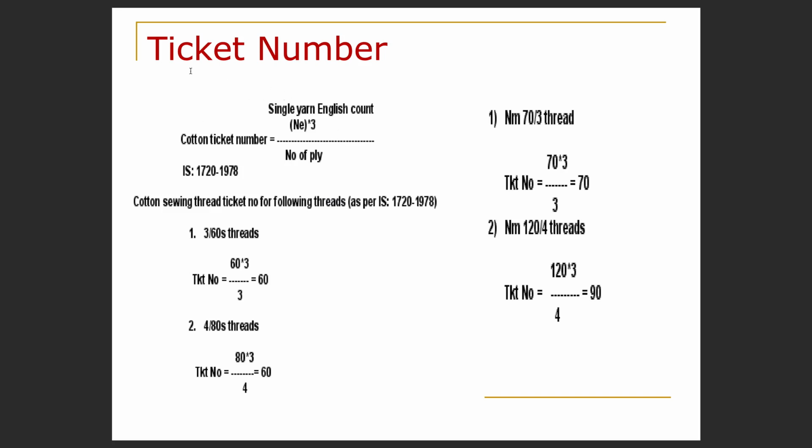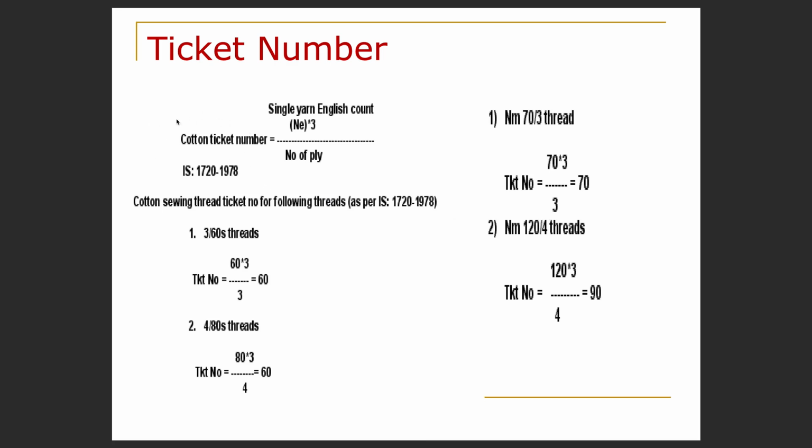Likewise for sewing thread, in order to determine the size of the sewing thread, a parameter known as ticket number has been provided. There are two types of ticket numbers, cotton ticket number and metric ticket number. Cotton ticket number is used for sewing threads made from natural fibers, and metric ticket number is used for sewing threads made from synthetic fiber yarns like polyester, polyamide and so on.